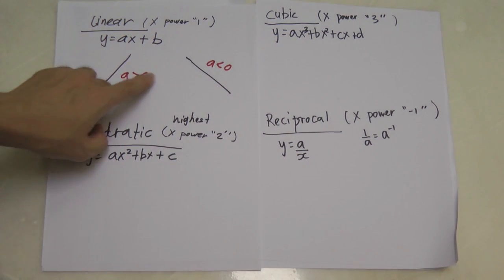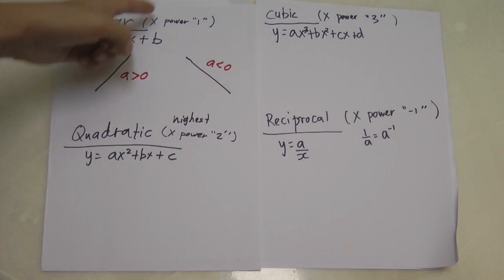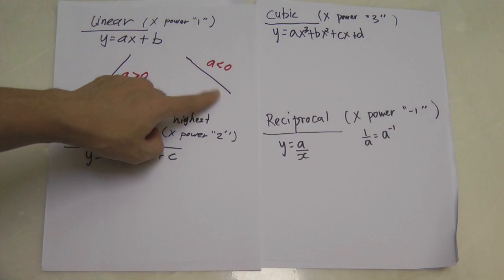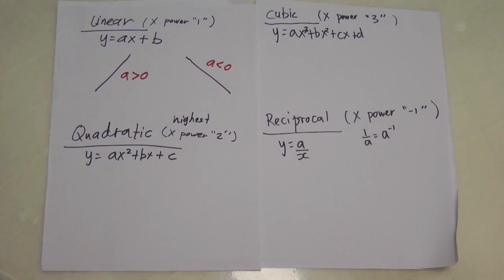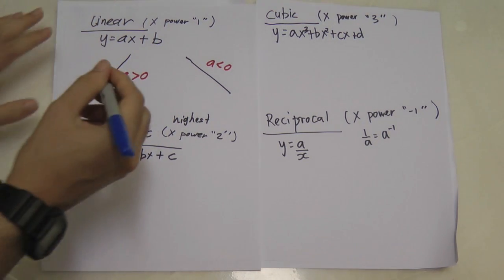So when A is bigger than 0, you will get a graph pattern like this. When A is less than 0, you will get a graph pattern like this. So maybe you still feel very confused. What is meant by A bigger than 0, A less than 0? I'll give you some examples.